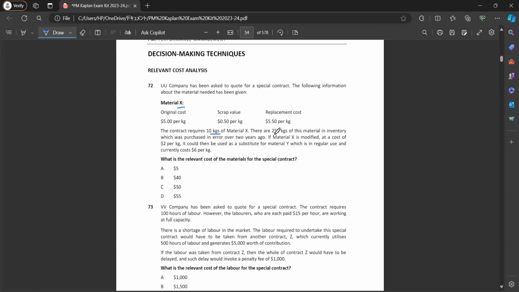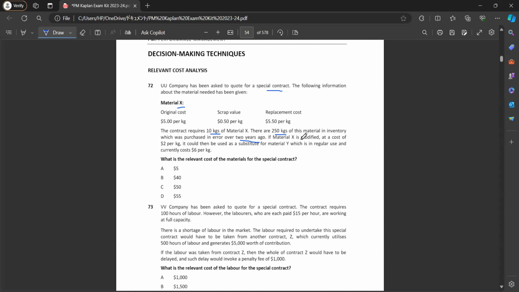There are 250 kgs of this material in inventory, which was purchased in error over 2 years ago. If material X is modified... So now here, until this point, we do understand that for this special contract, the requirement of material is 10 kgs, but they have already purchased 250 kgs of that material 2 years ago, which is already available with them. So if it is available right now, they do not have to purchase these 10 kgs, because 10 kgs can be taken out of 250 kgs.